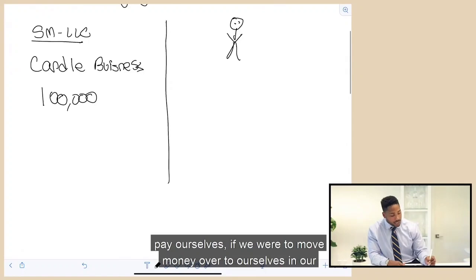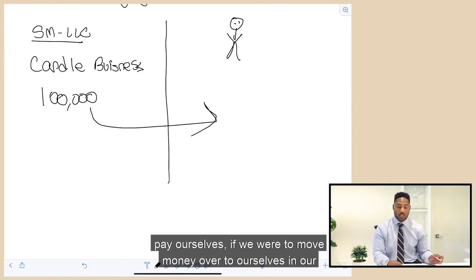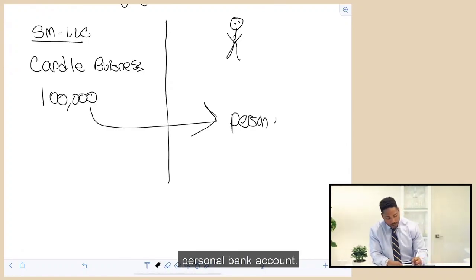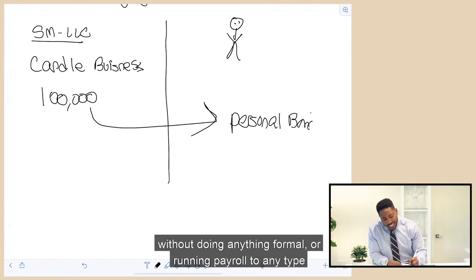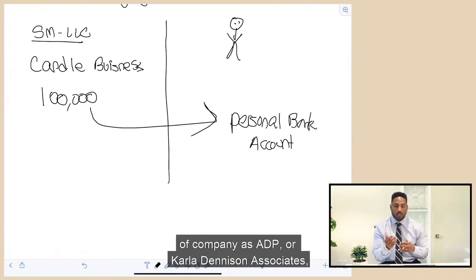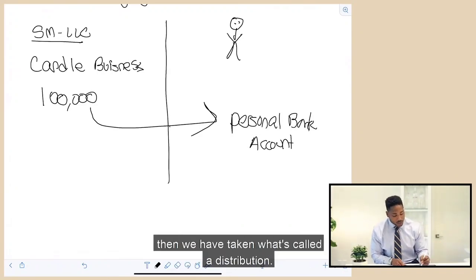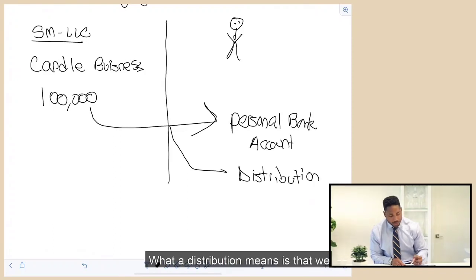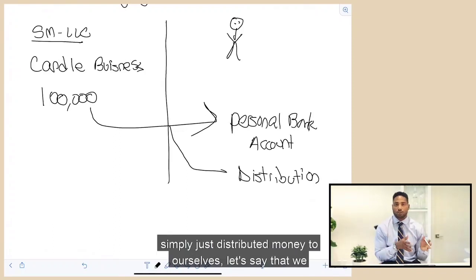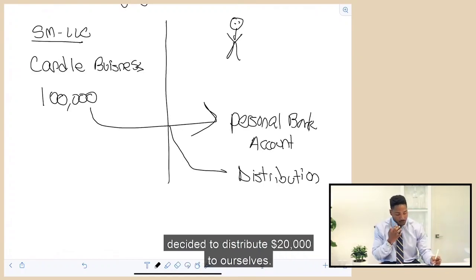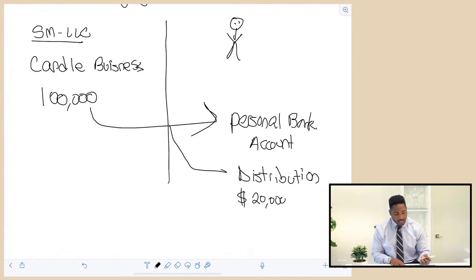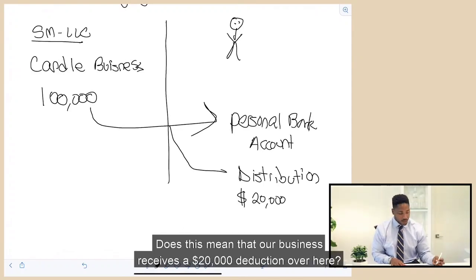If we were to move money over to ourselves in our personal bank account without doing anything formal or running payroll through any type of company such as ADP or Carlton Associates, then we have taken what's called a distribution. What a distribution means is that we've simply distributed money to ourselves. Let's say that we decided to distribute $20,000 to ourselves. Does this mean that our business receives a $20,000 deduction over here?